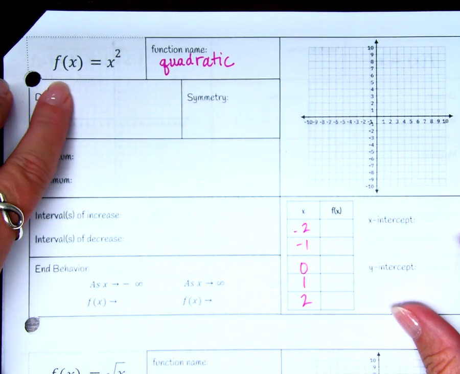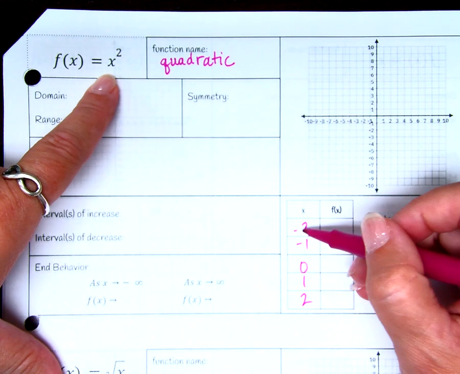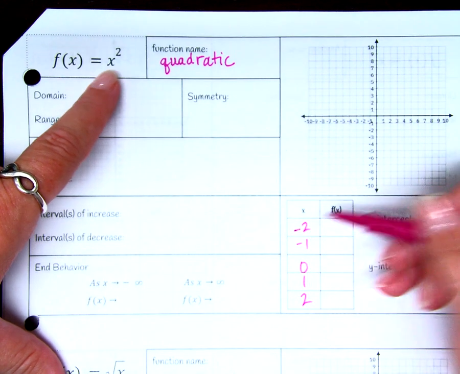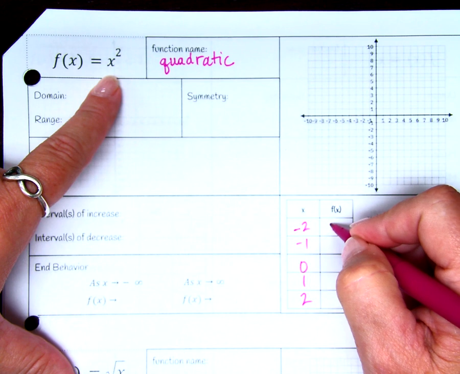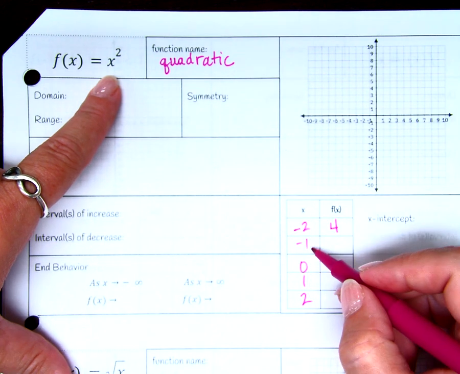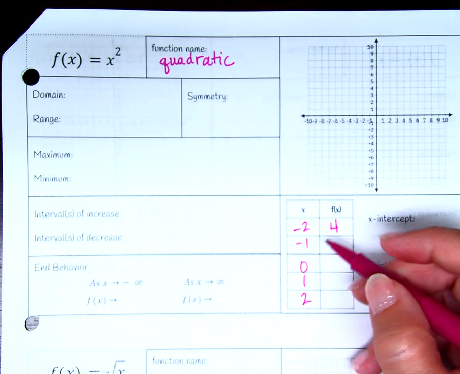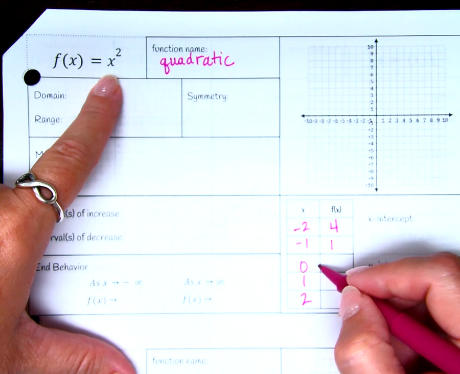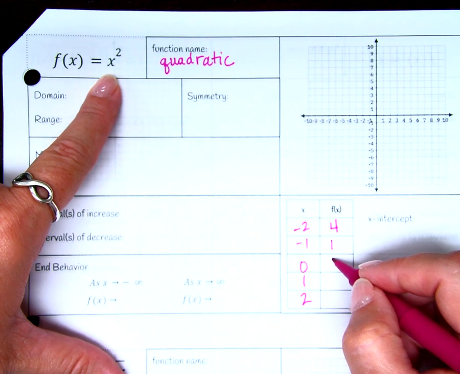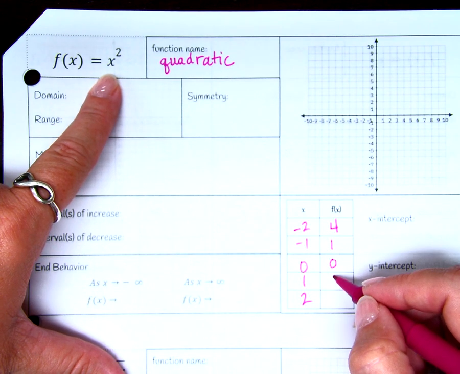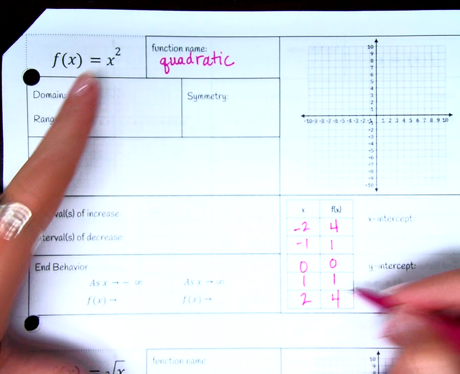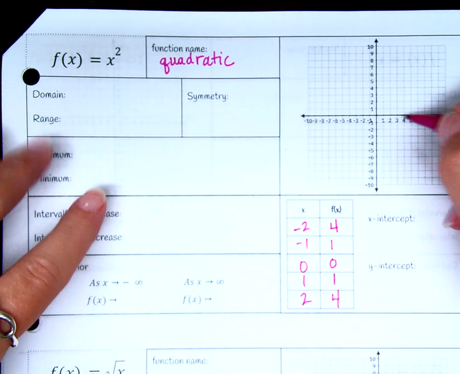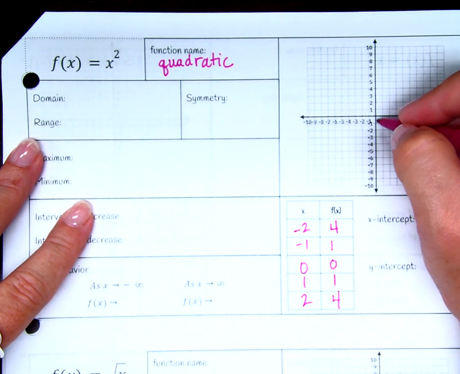So remember, y equals x squared. So if x equals -2, what is -2 squared? What's -2 times -2? 4. So what's -1 times -1? What's 0 squared? 1 squared? 2 squared? 4. Okay? So now let's plot these on the graph up here.